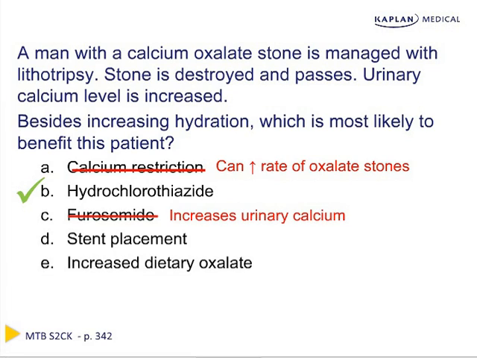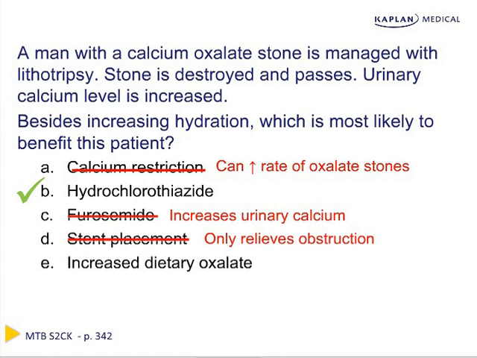Furosemide is the absolute wrong answer to this question. Remember from your pharmacology days that hydrochlorothiazide and furosemide have opposite effects on urine calcium. Whereas hydrochlorothiazide decreases urine calcium, furosemide increases urine calcium, therefore actually increasing the risk that a calcium-containing kidney stone might form in the future.